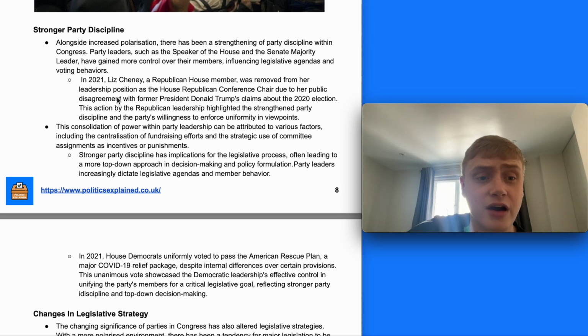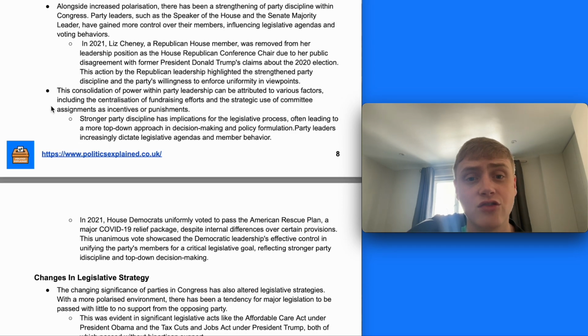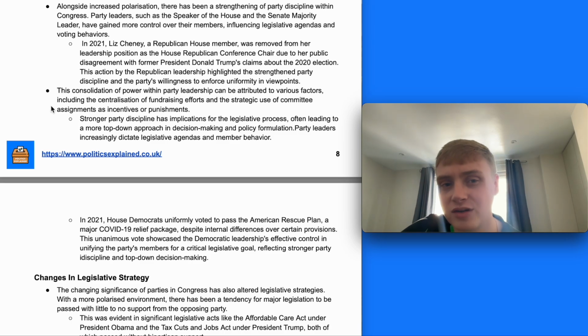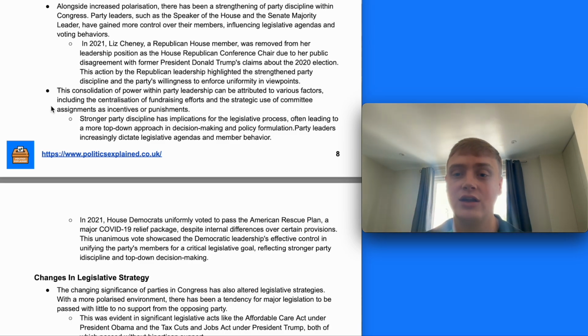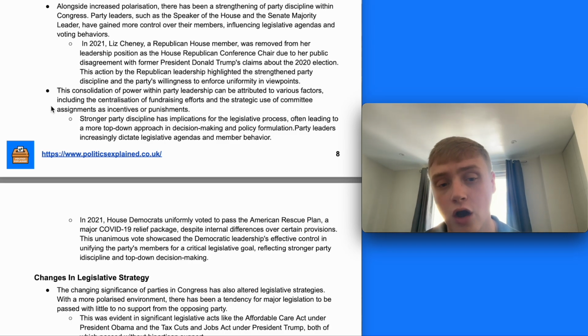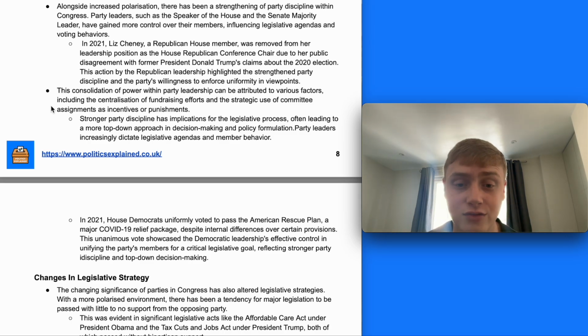And this can be attributed to various factors, including the centralization of funding efforts and the strategic use of committee assignments as incentives or punishments, and is linked to this increasing polarization and enforcement of unity within the party. And this has implications for the legislative process, often leading to a more top-down approach in decision-making and policy formulation. So party leaders increasingly dictate legislative agendas and member behaviour. So in 2021, House Democrats uniformly voted to pass the American Rescue Plan, a major COVID-19 relief package, despite internal differences over certain provisions. And this shows how the Democratic leadership has become a lot more effective in unifying the party for a critical legislative goal.